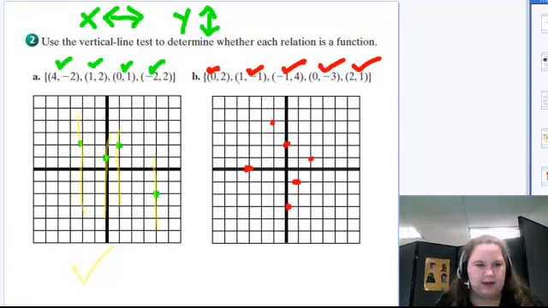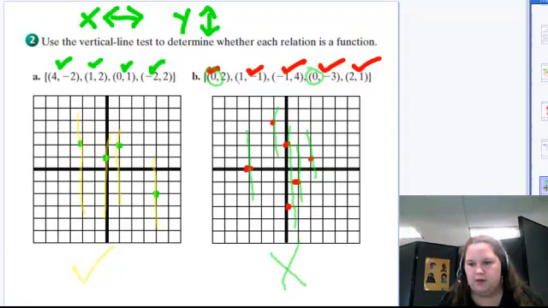So now I'm going back to the highlighter as the geometry class gets louder and louder. And I'm going to check my lines here. That doesn't have a repeat, that doesn't have a repeat, that doesn't, but this one does. As you can see, 0 is used twice in the domains. So this one here is not a function. Moving on.